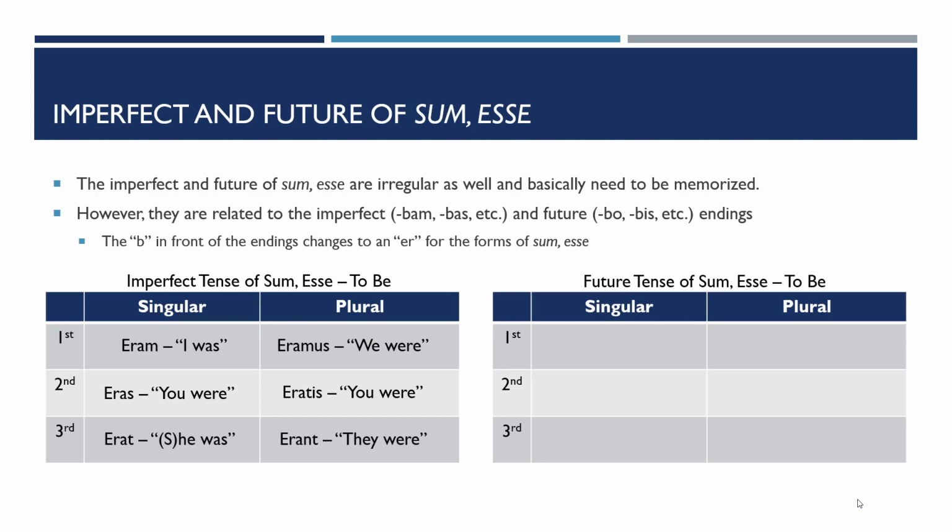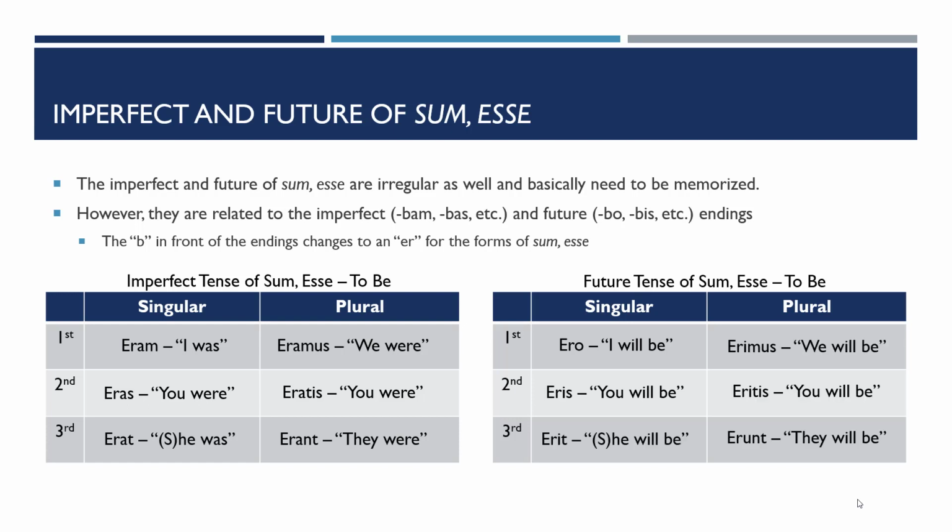Erant, they were. And then in the future, bo becomes ero, I will be. Eris instead of bis, you will be. Erit, erimus, eritis, and erunt. So again, the change is simply from Chapter 5. You had a B, and those were your endings. They become your forms in the imperfect and future by changing the B to an ER.